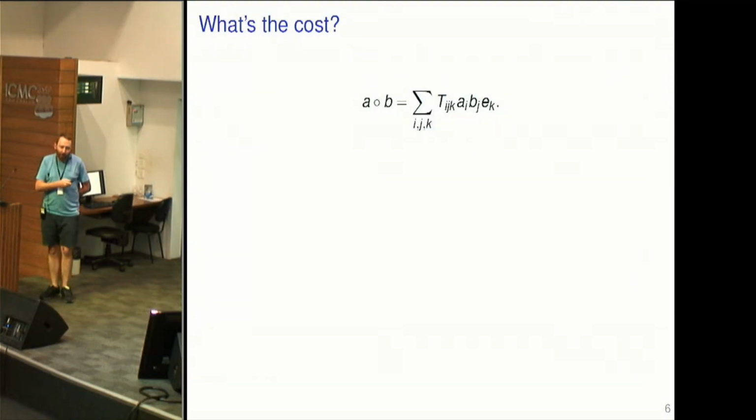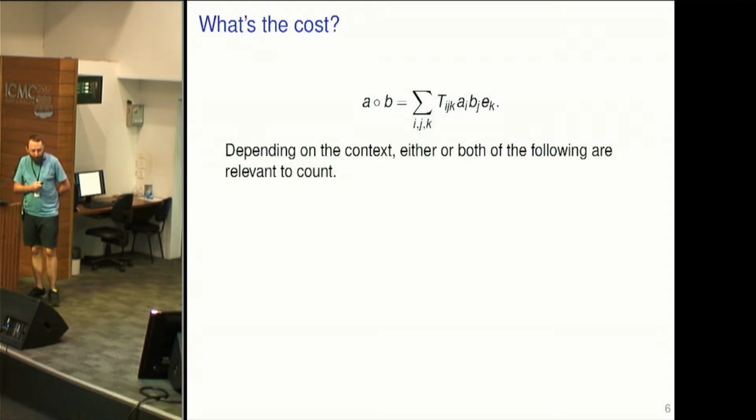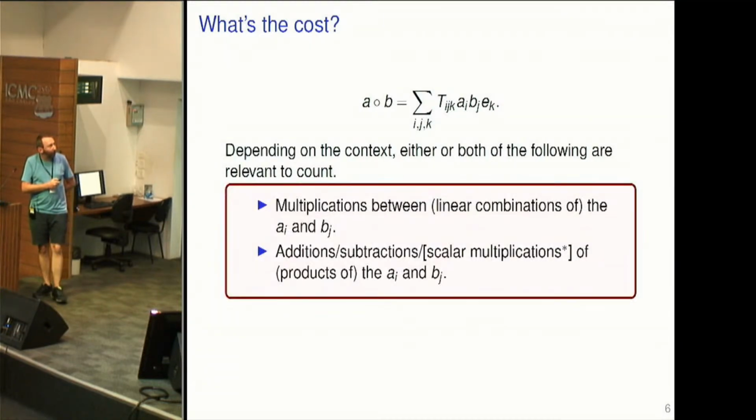So how do you figure out the best, or the smartest, or the quickest way to perform a multiplication in this algebra? It depends, again, on the context, on what you would actually care about counting. So you could care about multiplying these coordinates, a_i and b_j, and you might care about adding and subtracting, or possibly scalar multiplying products of these things as well.